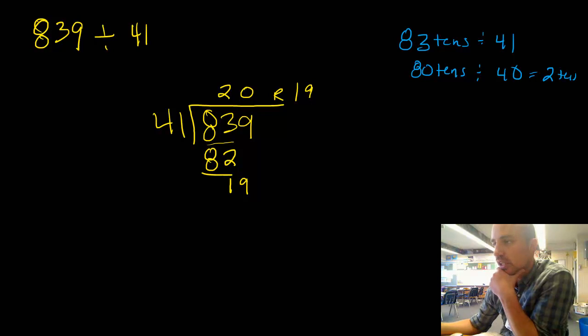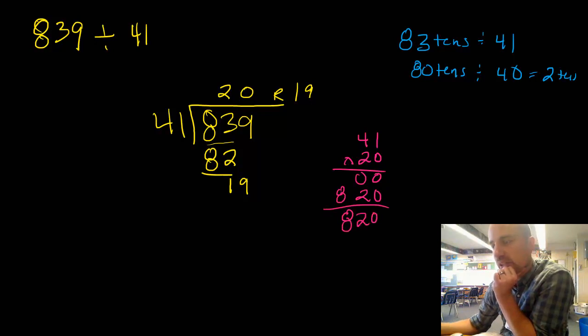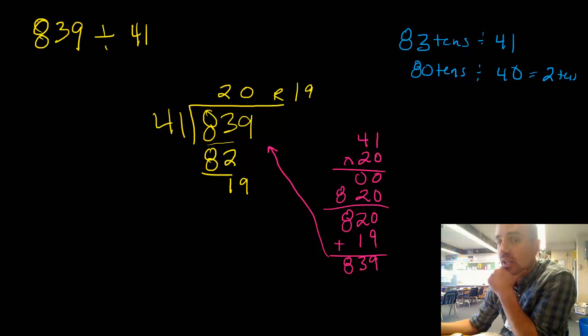Let's do some checking. We have 20 groups of 41. So let's do 41 times 20. And that's going to be zeros. And 20 times 10 is going to be 20. And 2 times 4 is 8. And I'm going to get 820 as a product. I'm going to go ahead and add in my 19. And I can do that easily mentally. I'm going to get 839. And that adds up to my original whole of 839. So I know that I'm all good.